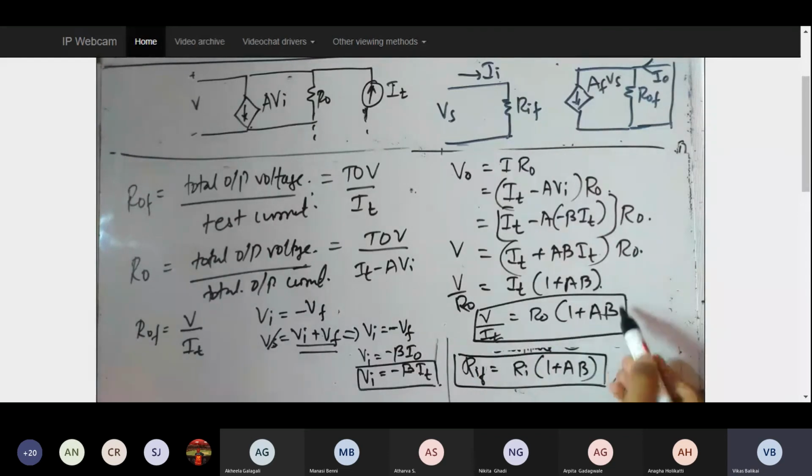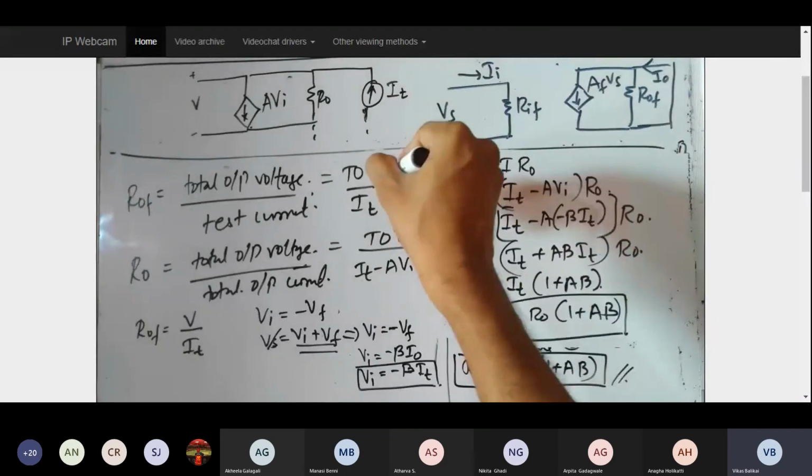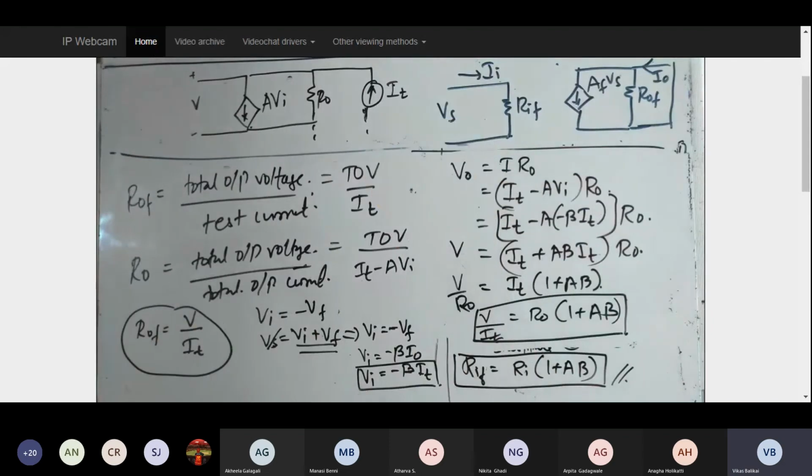And what is V upon IT? If you just look over here, ROF, isn't it? Not really. ROF is what I wrote, V upon IT. So in terms of ROF only, I am obtaining the final result. V upon IT is nothing but your ROF. So ROF is R naught multiplied by 1 plus A beta. It is exactly same as your RIF. So output resistance with feedback and input resistance with feedback, both are going to remain same for this transconductance amplifier.